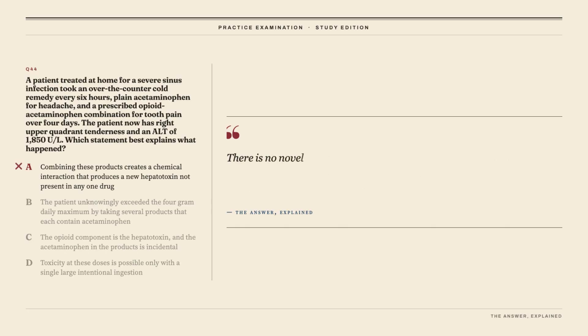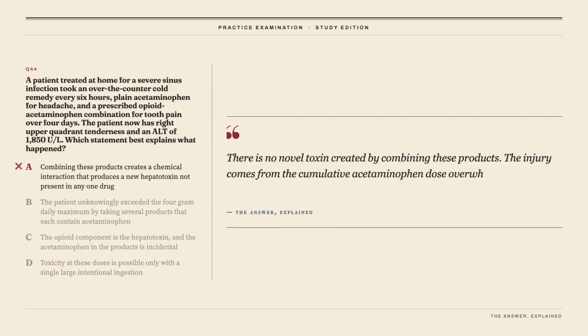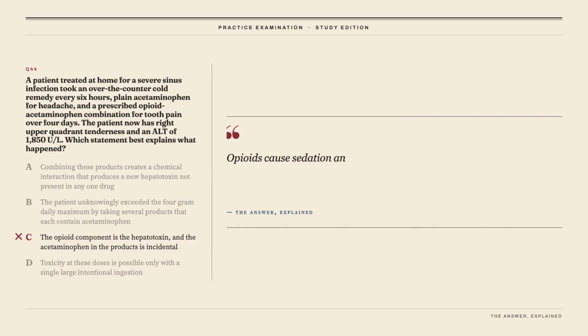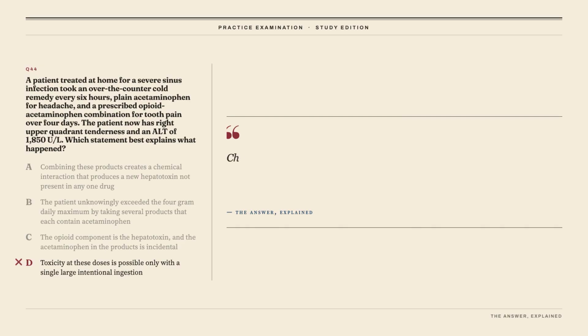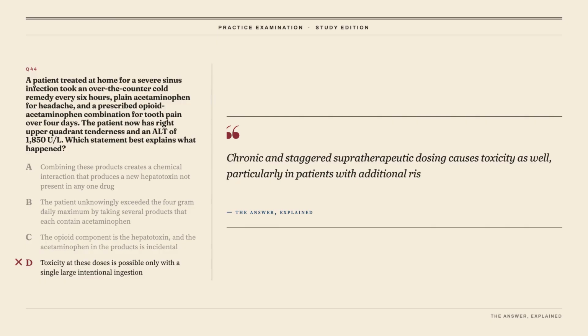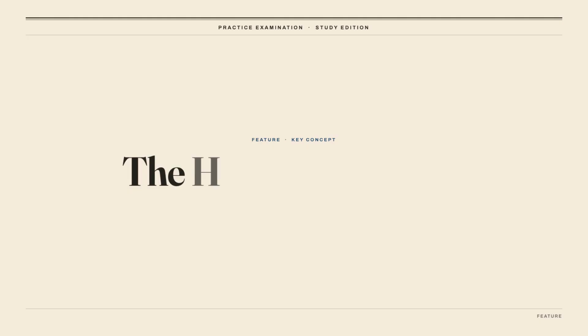A is wrong because there is no novel toxin created by combining these products. The injury comes from the cumulative acetaminophen dose overwhelming the same metabolic pathways. C is wrong because opioids cause sedation and respiratory depression, not hepatocellular necrosis with transaminases in the thousands. The acetaminophen component is the liver toxin. D is wrong because chronic and staggered supratherapeutic dosing causes toxicity as well, particularly in patients with additional risk factors. Restricting suspicion to single large ingestions misses a large share of cases.